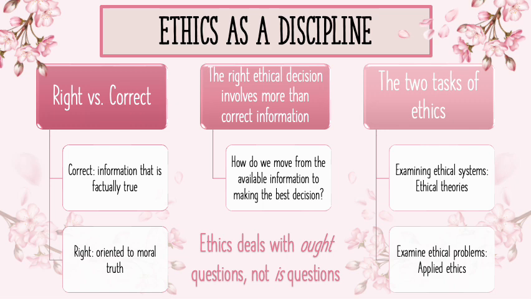Thus, ethics has two main tasks, and we're going to practice both of these in this course. First, ethics examines ethical theories, organized ways of thinking about morality. These theories offer different perspectives on how to decide what is right and what is wrong. Second, ethics applies those theories to real-world situations. This is called applied ethics. Applied ethics asks questions like, what should be done in this situation? Who is responsible? Whose interests matter? And how much? Bioethics is a form of applied ethics.